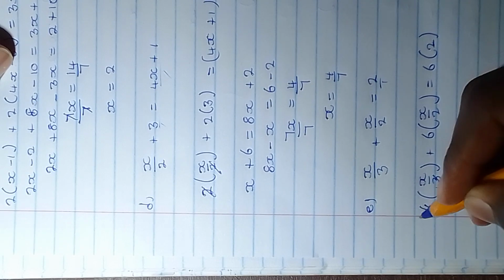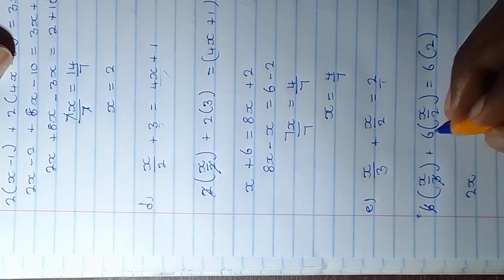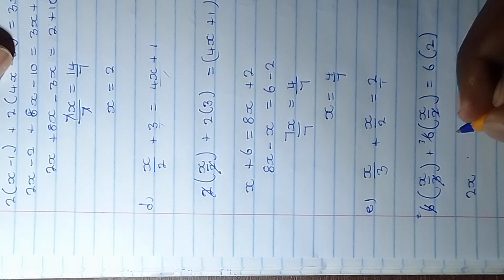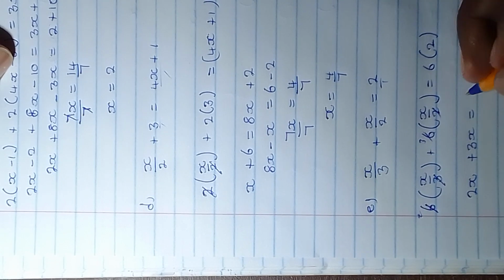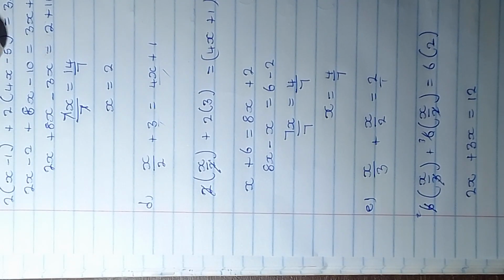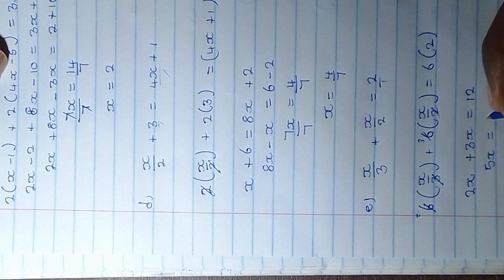Then 3 into 6 goes twice, 2 times x, which is 2x. Then 2 into 6 goes 3 times. Then 3 multiplied by x, which is 3x. We have positive 3x. Then 6 multiplied by 2, which is 12. Then from there, there's no need for grouping, we just add. Then we have 5x equals 12.